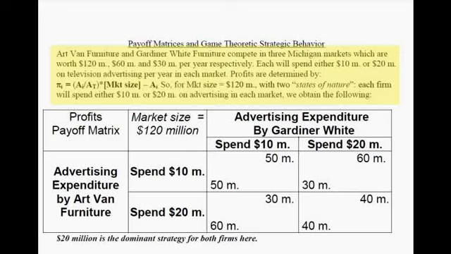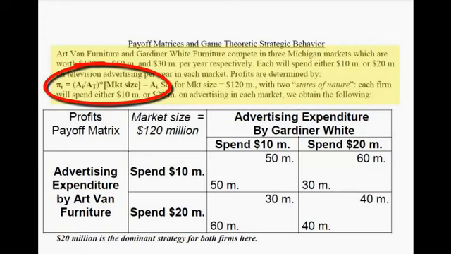Art Van Furniture and Gardner White Furniture compete in three Michigan markets, which are worth $120 million, $60 million, and $30 million per year, respectively. Each will spend either $10 million or $20 million on television advertising per year in each market. Profits are determined by the formula πi equals (Ai over AT) times the market size minus Ai.